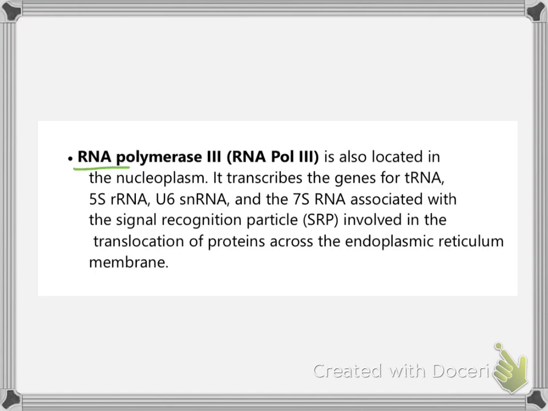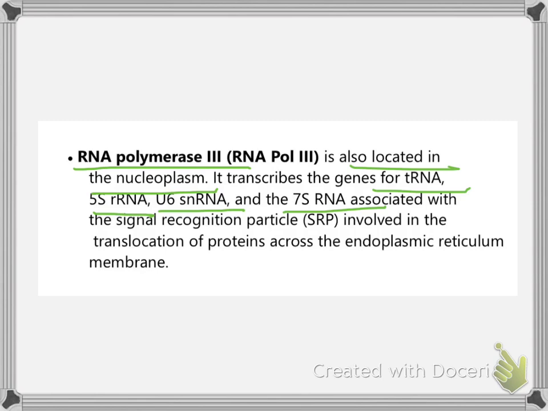Next one is RNA polymerase 3, which is also located in the nucleoplasm and transcribes the genes for tRNA, 5S rRNA, U6 snRNA and 7S RNA.